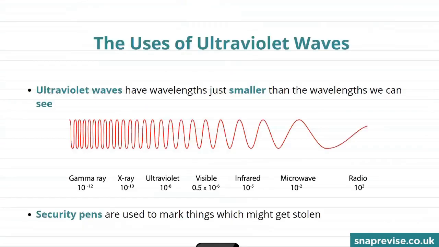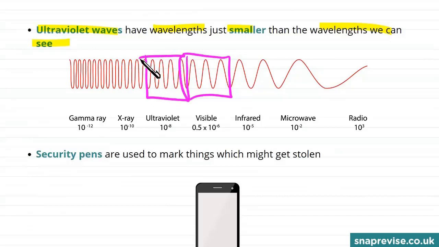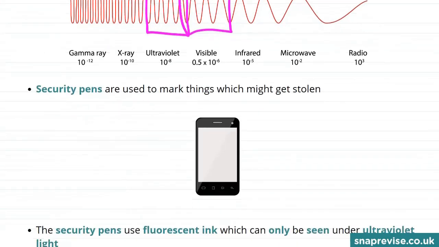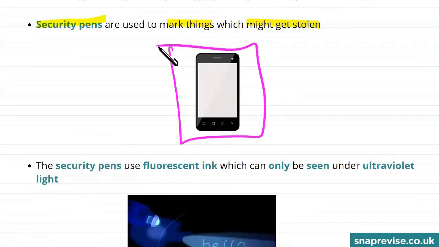Let's move to some of the more high frequency electromagnetic waves now. Let's move on to ultraviolet waves. Ultraviolet waves have wavelengths just smaller than the wavelengths that we can see. So we can see this range of wavelengths here, but we can't quite see any of these ultraviolet waves. Many uses of ultraviolet waves come from us not actually being able to see them. So for example, someone who steals a marked phone might not know that it is marked.